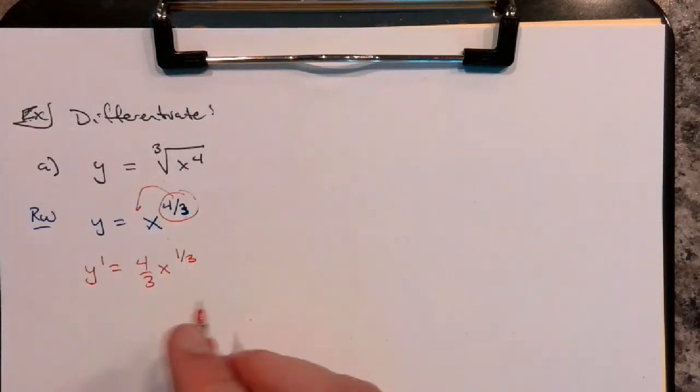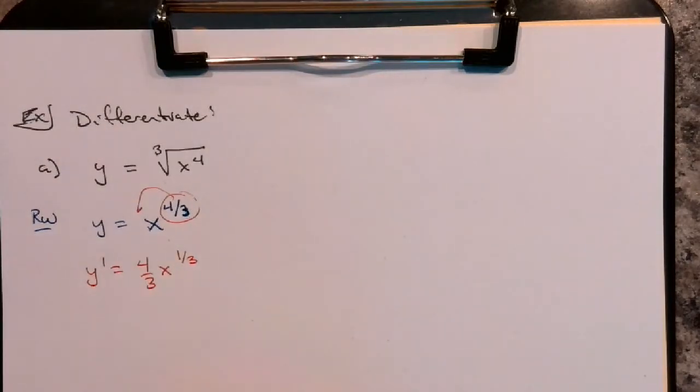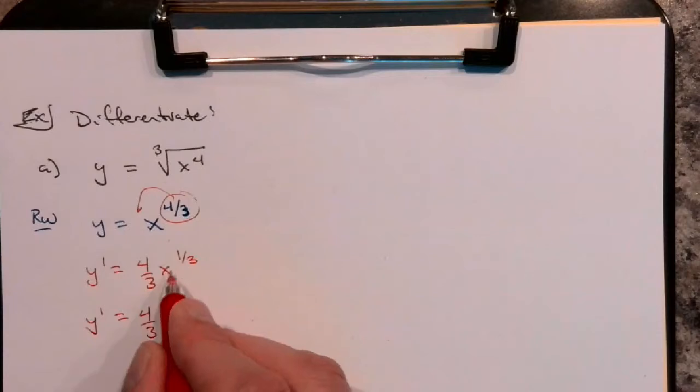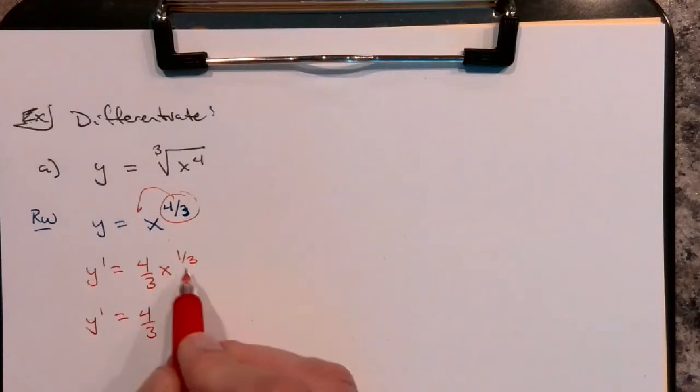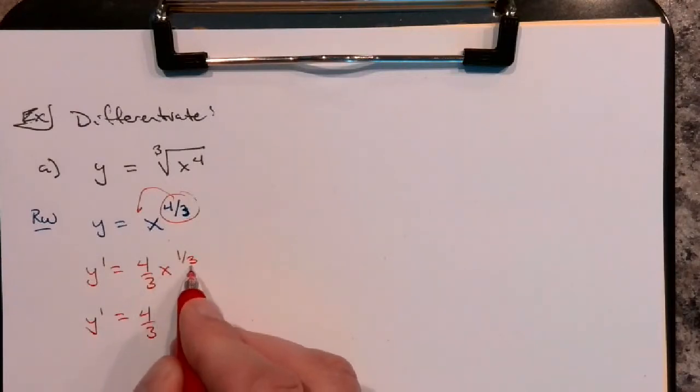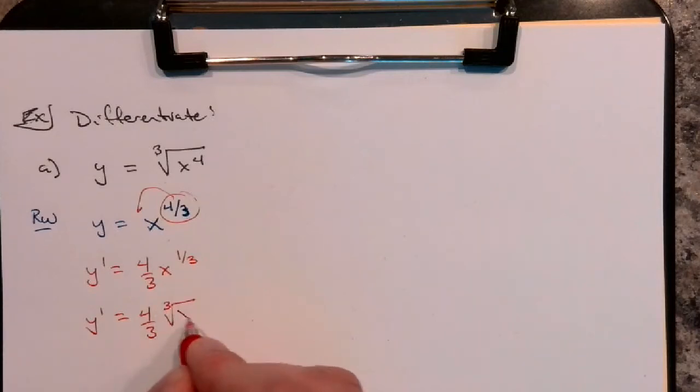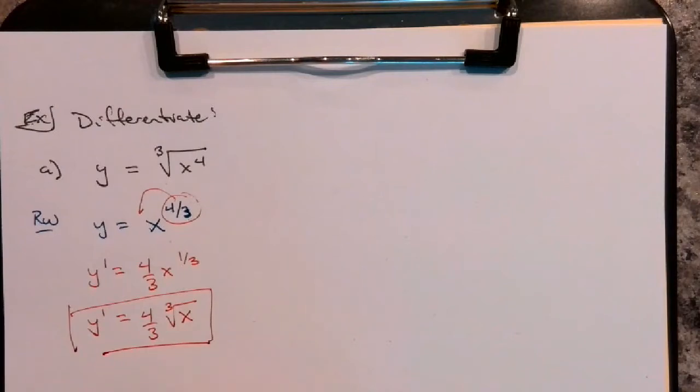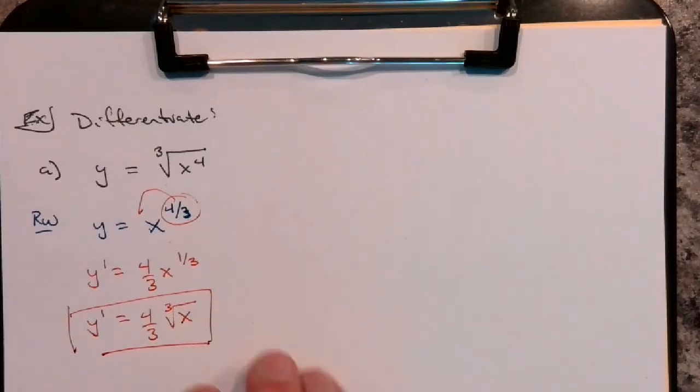And if I said do not simplify, you could leave it like that. If I asked you to simplify, let's rewrite this. y prime is equal to 4/3 x to the 1/3. Well, how do you write that as a root? The power on the x is 1. The root is 3, so it'll be the cubed root of x to the first power. So y prime is equal to 4/3 times the cubed root of x. And that would be your answer. Having an understanding of those rules for the rational exponents is really important here. It'll come into play throughout the entire course.